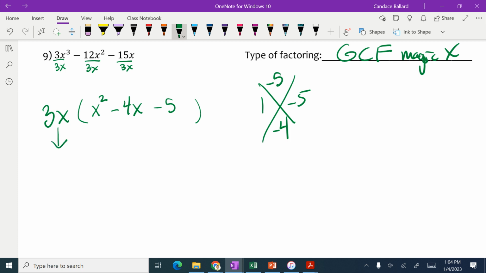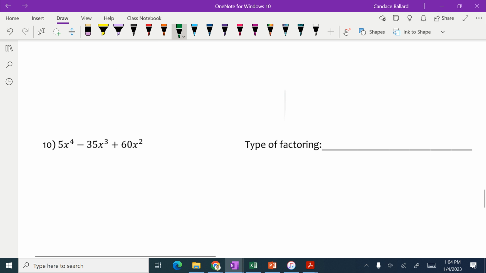You need to drop, good, I heard it, drop the 3x down. So we've got x plus 1 times x minus 5. Okay? All right. This piece, really important that you make sure you drop it, okay, because it's part of the factored form. All right, there's one more left, right?